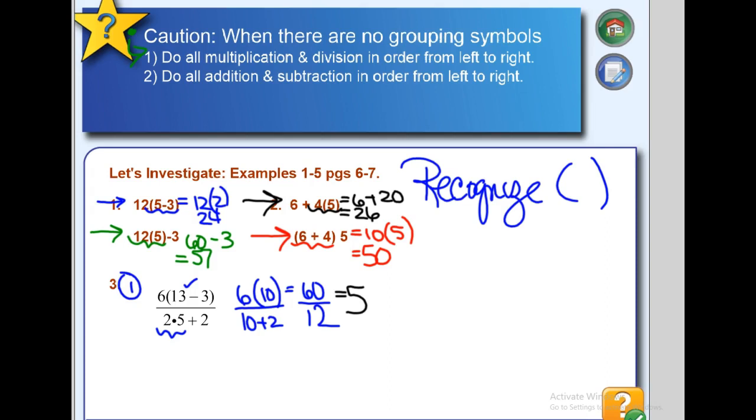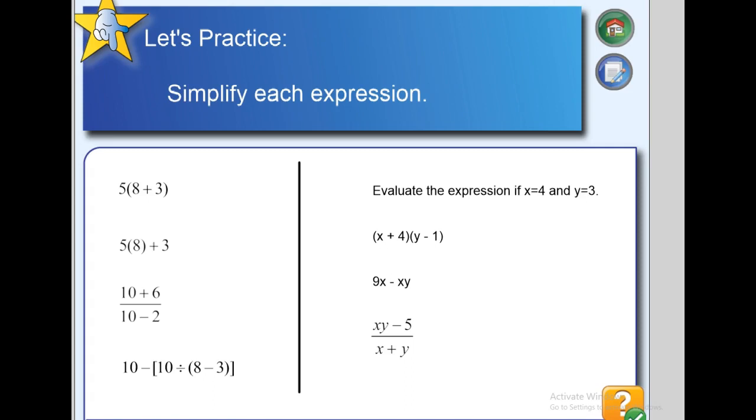Great job. Okay, let's practice a few more together. So go ahead and write these problems down in your notebook. Okay, we'll do them one at a time. So let's start with number 1. Simplify each expression. What should we do first? Did you see my parentheses? Hey, do me first. So that's where we're going to go. We've got math operators in there, so we know that 8 plus 3 is 11, and then 5 times 11 is 55. Good job.